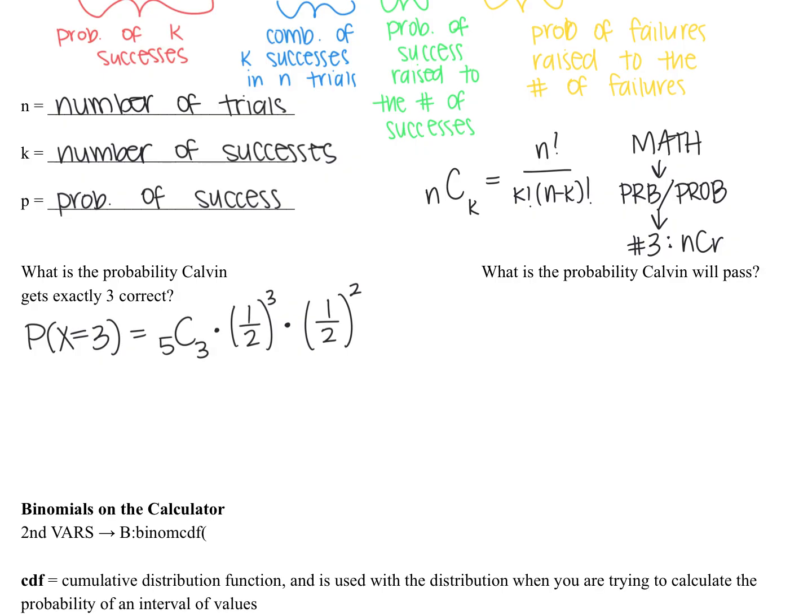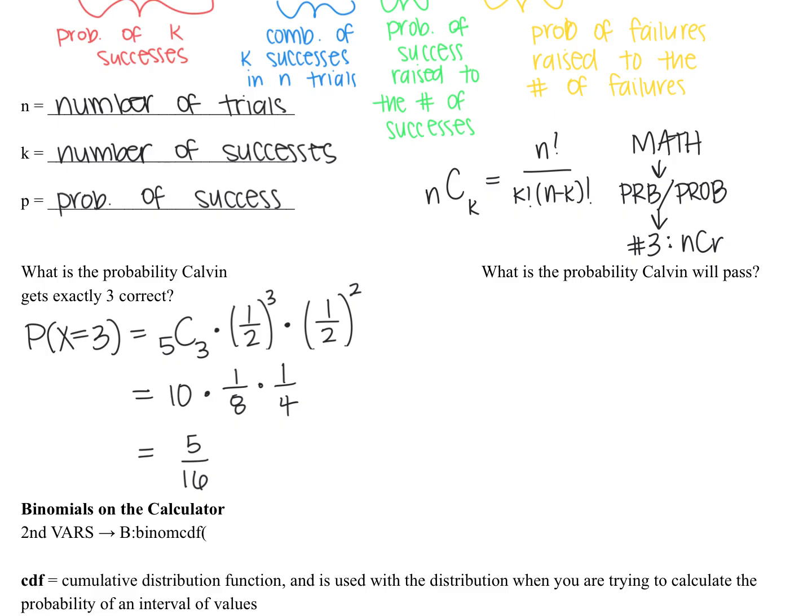So if you do this all in the calculator, 5 choose 3. So that gives you 10 times, and then 1/2 to the third is 1/8. 1/2 squared is 1/4. And you get 5/16. We had 10/32 when we did it, and I didn't simplify it, but 10/32 is 5/16, so it is the same.